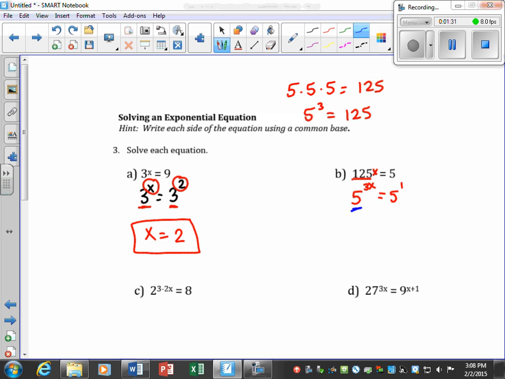Once my bases match, that means I can set exponents equal to each other. So I could say 3x is equal to 1, and then we're solving for x. So if we want to get x by itself, divide both sides by 3, and we say x is equal to 1/3.